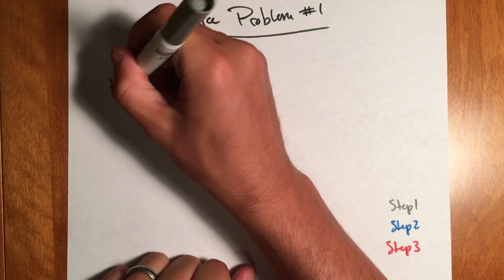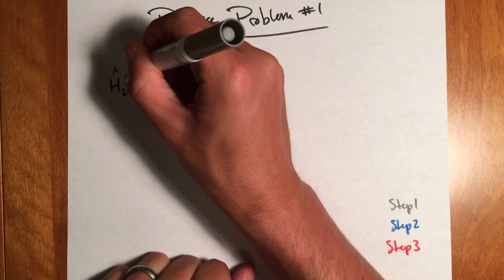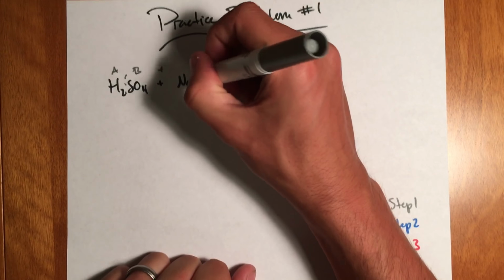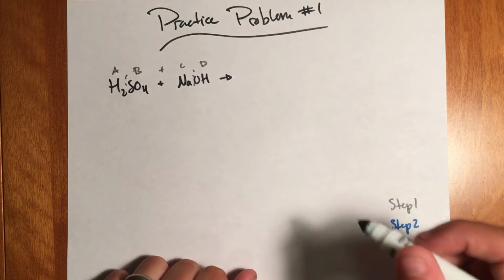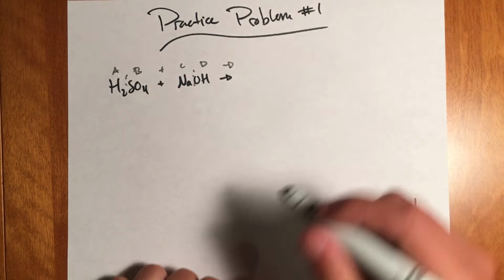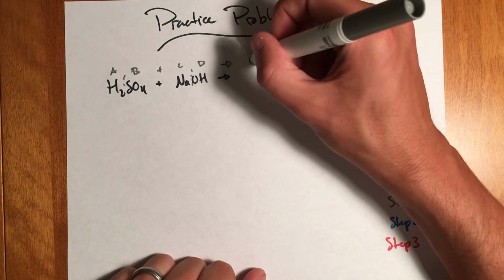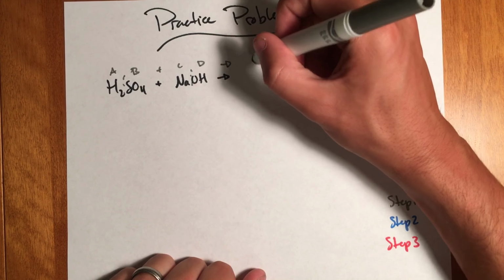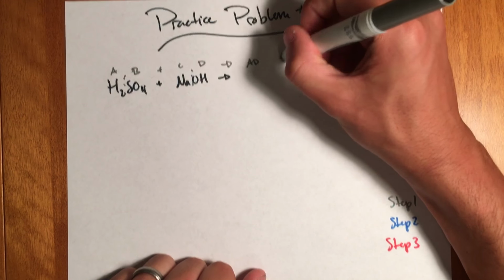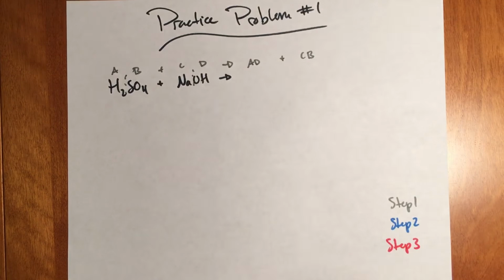If we split these apart like we did in the other video, this is AB plus CD. You should figure out from that it looks like a double replacement reaction, and it is. So our products from a double replacement reaction will be AD plus CB. Now that we know what type of reaction we have, we can start writing the chemical formulas.